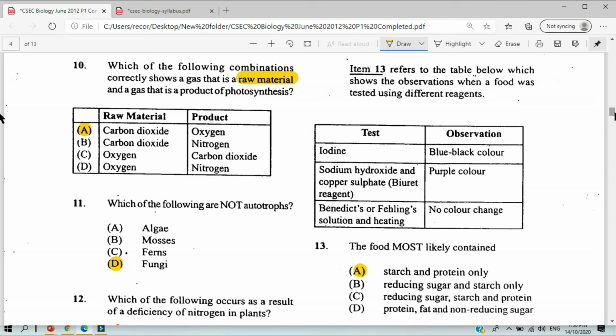Question number 11, which of the following are not autotrophs? Autotrophs make their own food. So here, fungi would not be an autotroph because the fungi would be feeding via its hyphae.